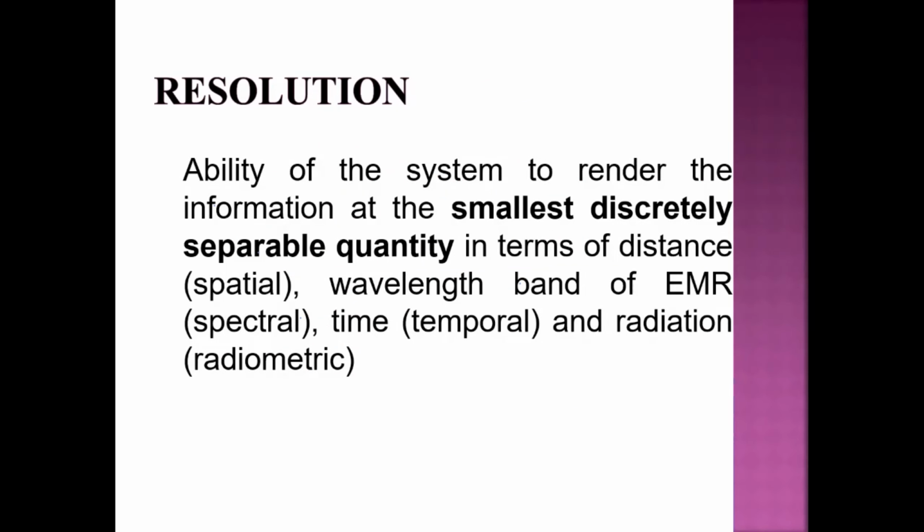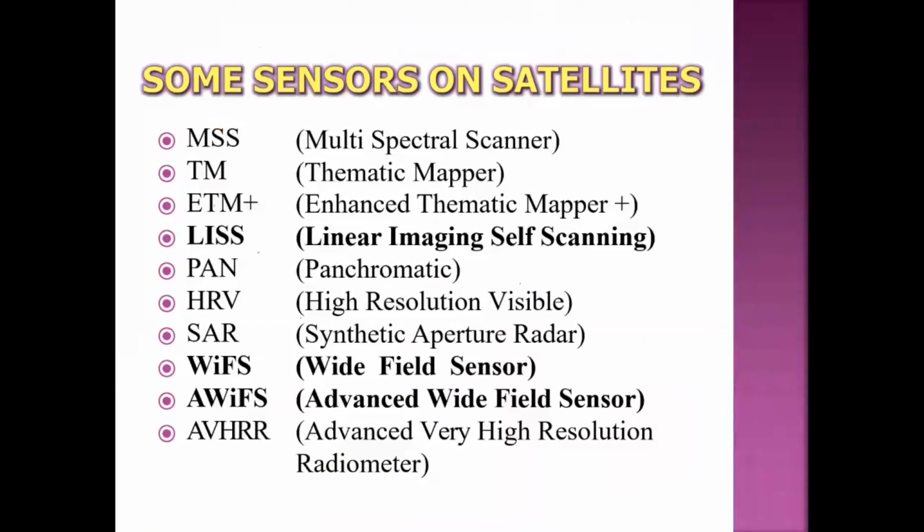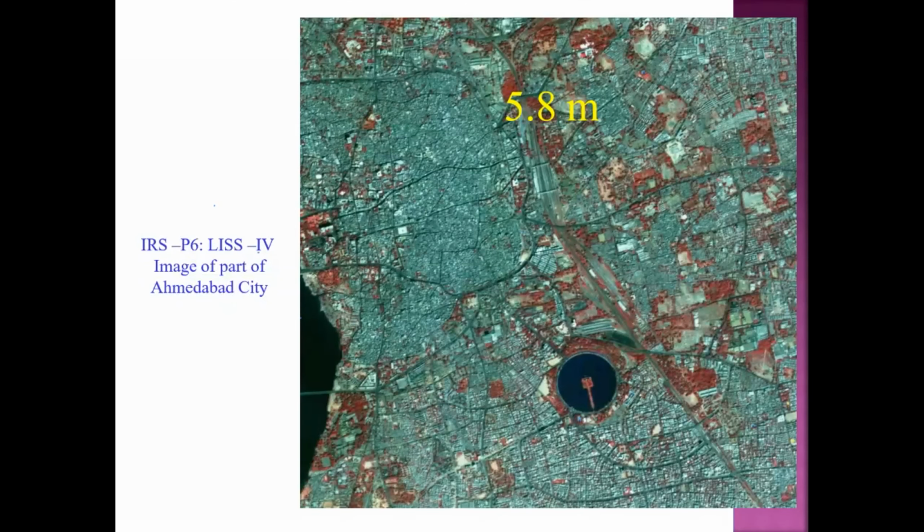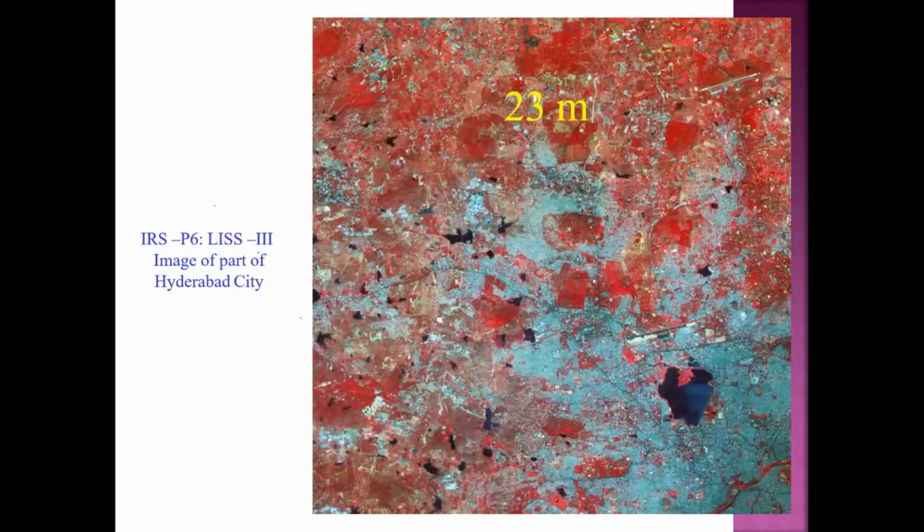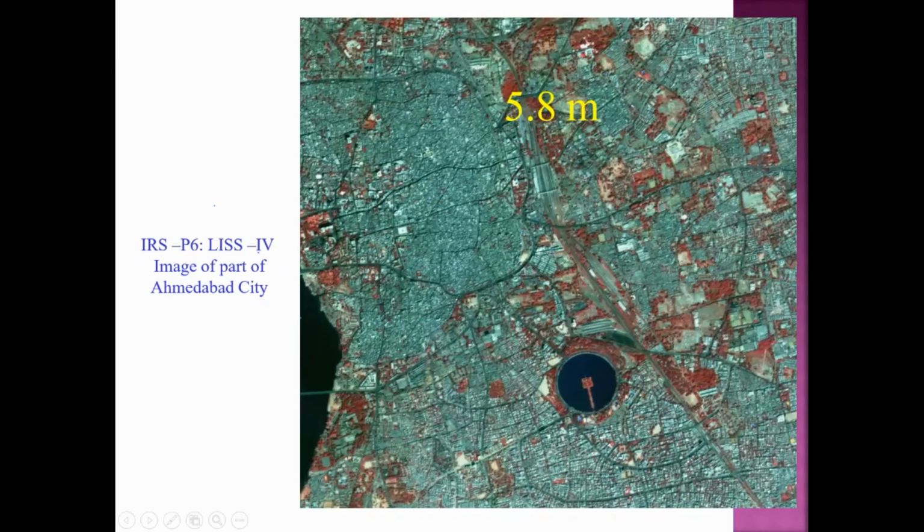So at first, what is resolution? Resolution is the ability of the system to render information at the smallest discretely separable quantity. In a microscope we also use this term resolution, and we read there that resolution is the minimum distance at which we can discretely identify objects. For example, LISS 3 has 23.5 resolution, and LISS 4 has a resolution of 5.8 meter.